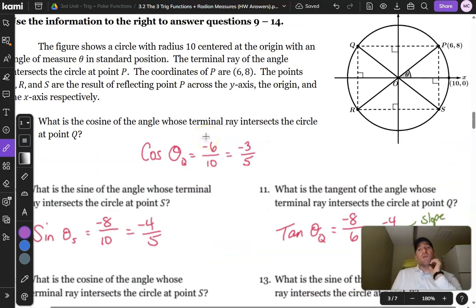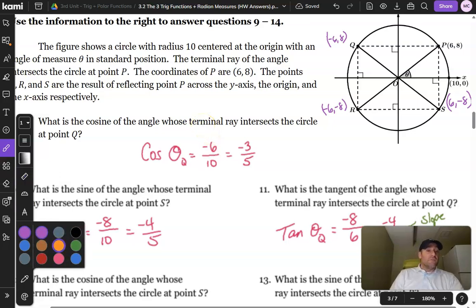So I'm going to scroll down to some of the good ones. We did one like this in class. I think we just did it with x comma y. But now that we know that point P is 6 comma 8, then that means we know that Q is negative 6 comma 8, and R is negative 6 comma negative 8, and S is 6 comma negative 8. And as soon as you figure those out, you can then do the sine, the cosine, and all that stuff.